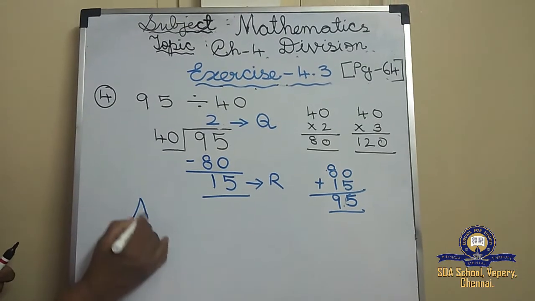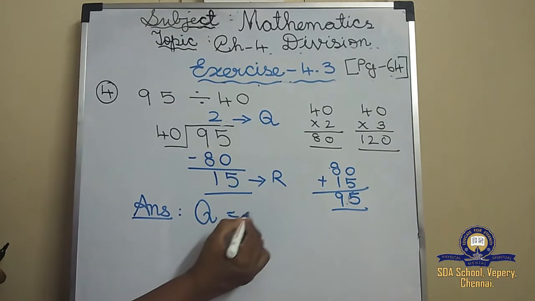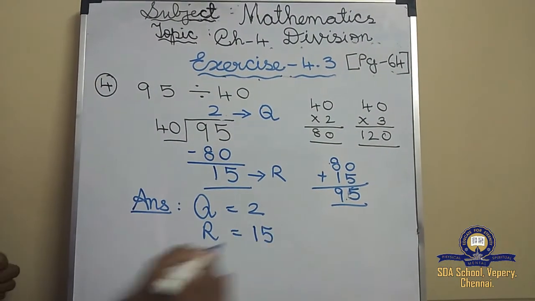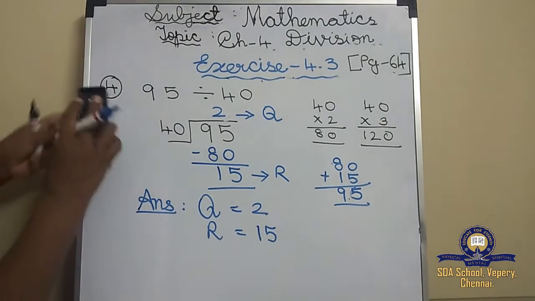Okay, children, answer, I forgot to write answer. Quotient is equal to 2 and remainder is equal to 15. Okay, children, now we will move on to the fifth one.